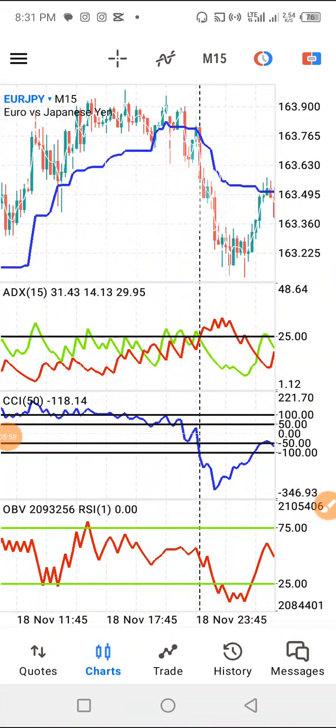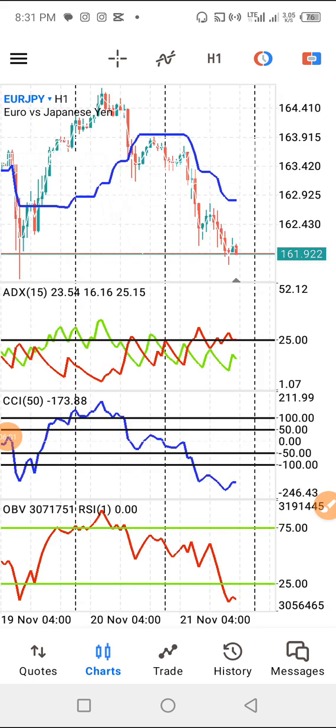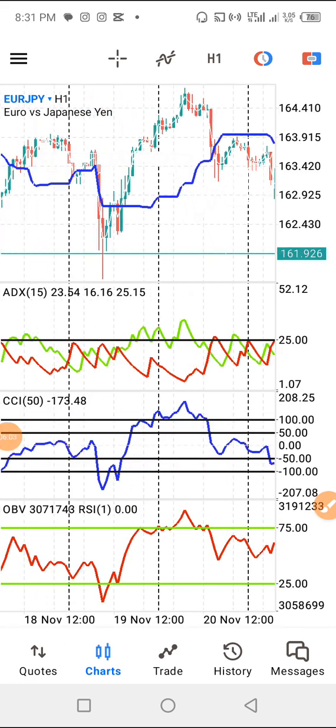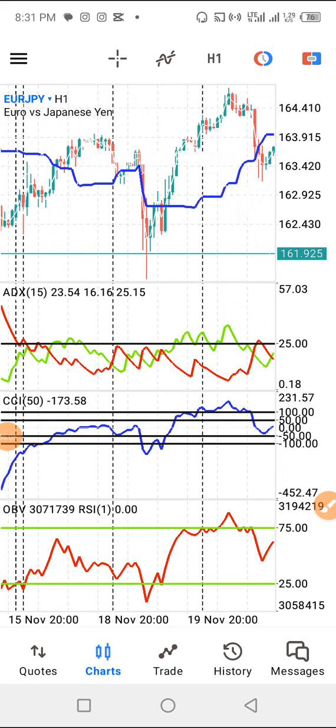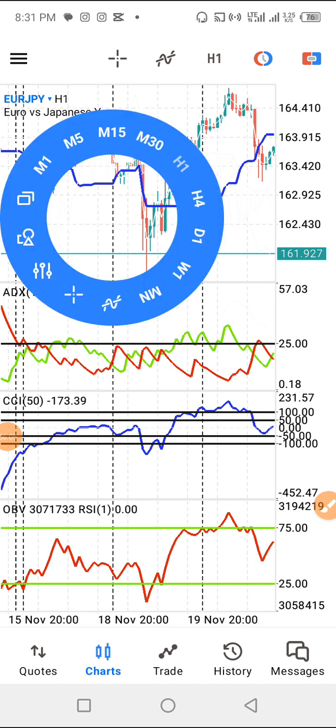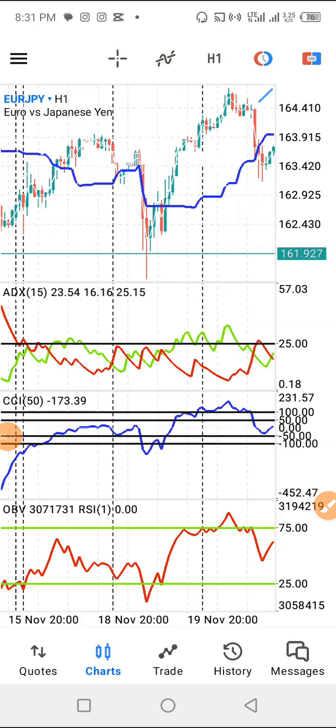Now let's go back to the H1 and let's look for instances where price crossed above our line. So let's mark it out just like what we have here.